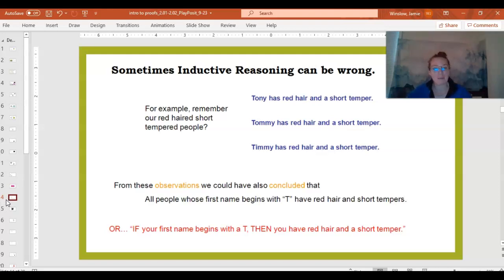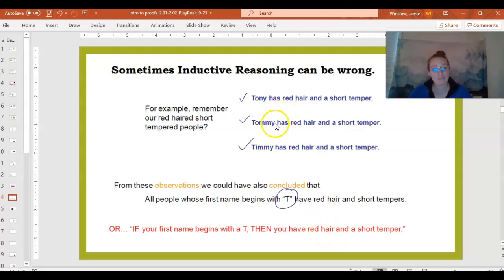You guys remember the example about the red hair and short temper? So we saw these 3 observations about Tony, Tommy, and Timmy. They all had red hair and a short temper. So we said, hey, that must mean all people have red hair and short tempers. From these observations, we could also conclude that all people with names that start with T have red hair and short tempers because we're seeing patterns, right? So we could say, if your name begins with a T, then you have red hair and a short temper.